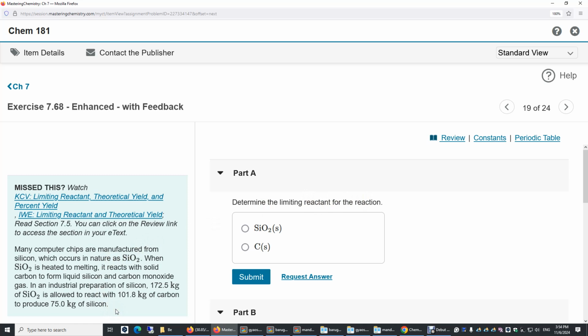Before we do the calculation, my guess is this: silicon dioxide might be more expensive and therefore is the limiting reactant. Carbon is cheaper and very likely is going to be in excess. But now let's do the calculation for this problem. First, we need to write out the chemical equation and balance it.